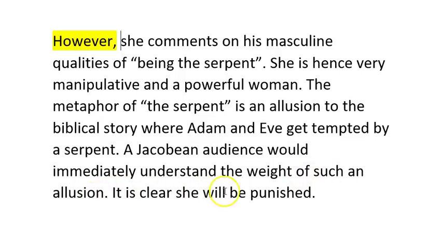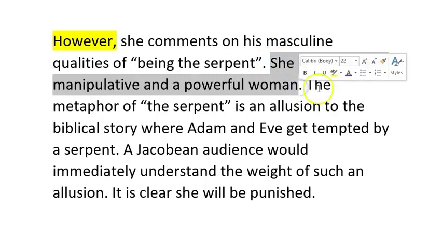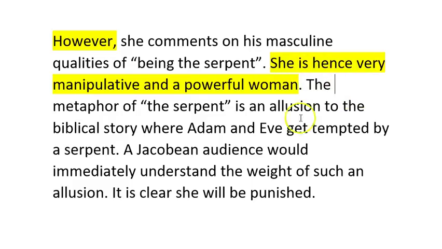It is clear she will be punished. So the examiner will understand that that punishment means that she'll go to hell, because that's what a Jacobean audience would have understood, which links back to the idea of the serpent and Adam and Eve. So a very economical way of showing a real understanding of the context of Shakespeare's audience. This paragraph would have been even better if Adingo had explained why focusing on the idea of the serpent would be seen as more masculine and therefore more likely to encourage Macbeth to kill Duncan.